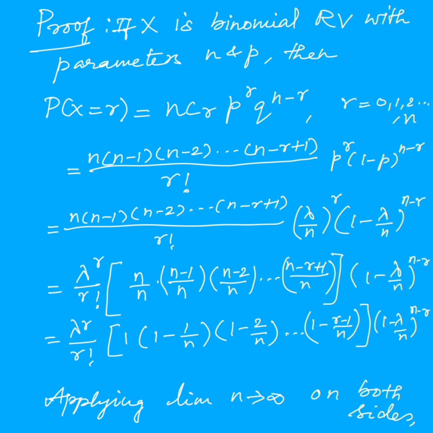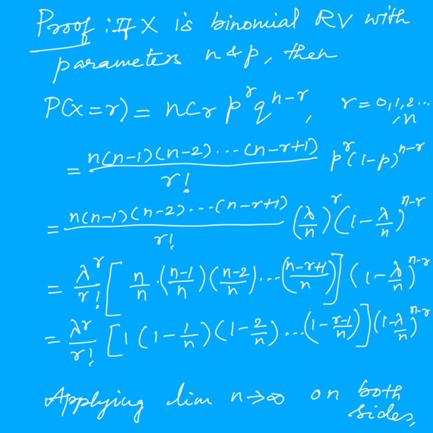After that we take lambda power r outside and r factorial also outside. After taking lambda power r, the denominator is n power r, so each n is taken to each of the factors in the numerator and divided respectively. So we get lambda power r by r factorial into n by n, n minus 1 by n, etc., n minus r plus 1 by n, into 1 minus lambda by n whole power n minus r.